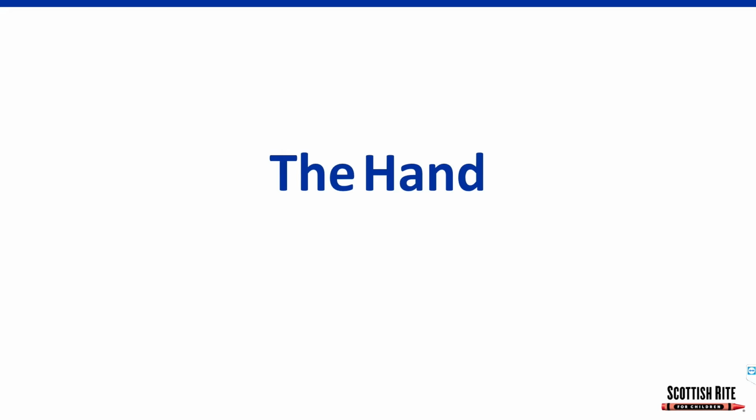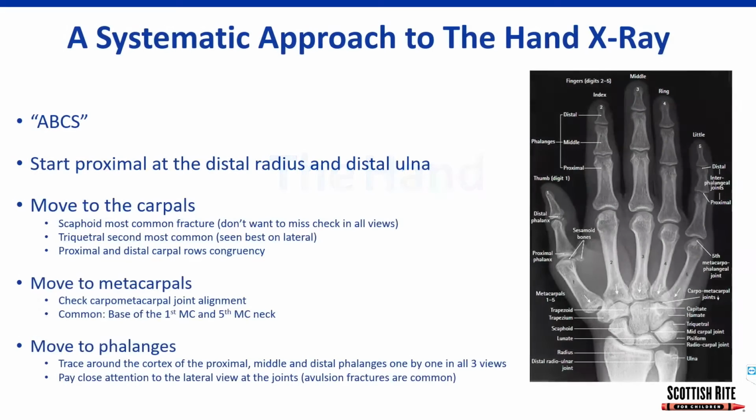Okay, we're going to move on to the hand. Moving on to the hand, systematic approach again. Like all the other images we review, the ABCS approach still applies, kind of looking to make sure that you just have adequate views. The hand is 3 views, so you typically want to have the 3 views.